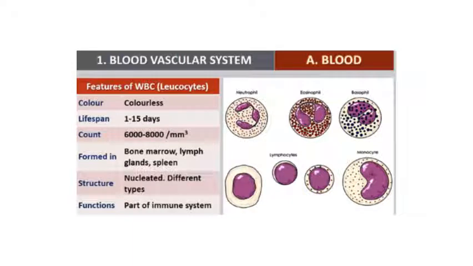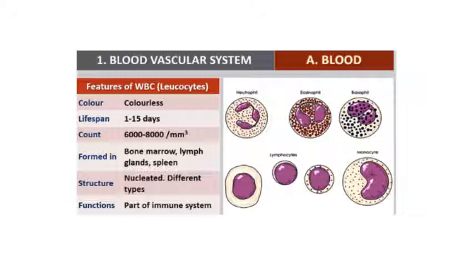WBCs are generally colorless. Their lifespan is about 1 to 15 days. We see 6,000 to 8,000 WBCs per mm cube. They are found generally in bone marrow, lymph glands and spleen. The most important function of WBCs is that they help in the immune system. They help us to be immune to various diseases by doing phagocytosis and by producing various antibodies.